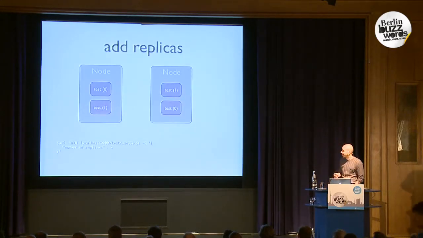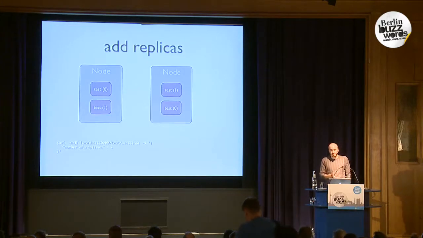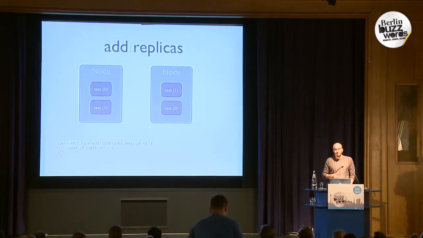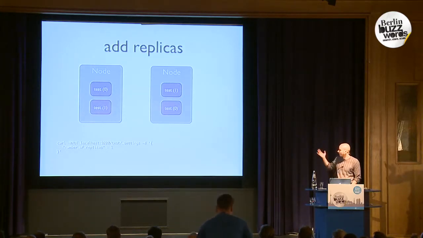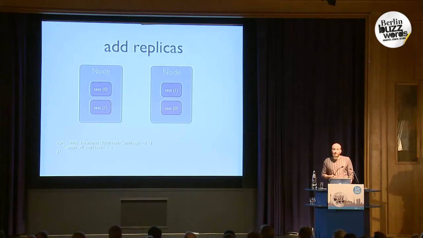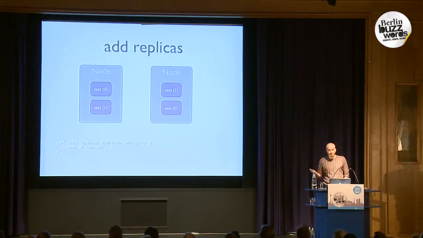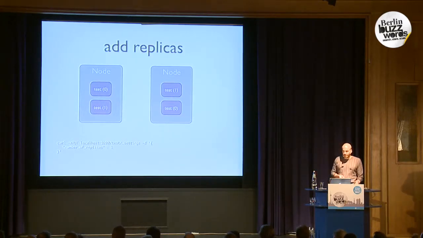Adding replicas in Elasticsearch is quite simple. You can set them, obviously, when you create the index, but you can also change them on the fly. So this is something that we can change on the fly on an existing index. So in our case, we just update the settings of an index and just change the number of replicas to one. And then automatically, those replicas will be allocated on the two nodes appropriately. And now we actually have one copy of the data.